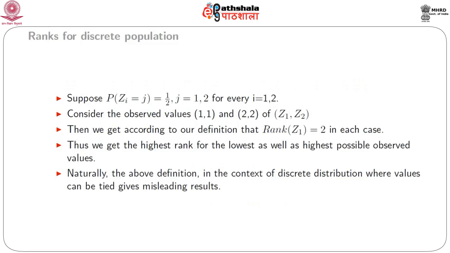Suppose Zi takes the values 1 and 2 with equal probability half for every i from 1 to 2. Consider the observed values (1, 1) and (2, 2) of Z1, Z2. Then we get, according to our definition, that rank of Z1 equals 2 in each case. Thus, we get the highest rank for the lowest as well as the highest possible observed values. Naturally, the above definition in the context of a discrete distribution, where values can be tied, gives misleading results.